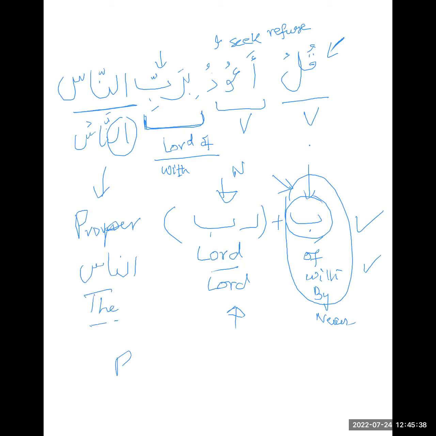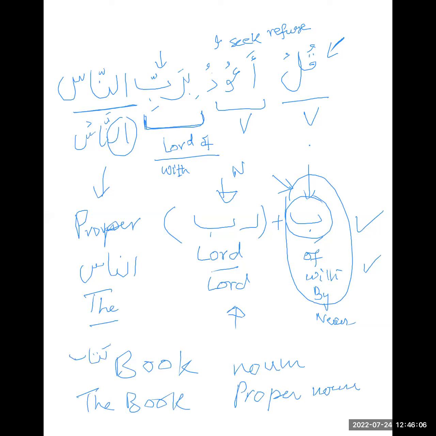Remember, if you say book, it's a noun. But if you say the book, you are talking about one particular book, and it becomes kind of a proper noun. So kitab, book, would be kitab, and when you put alif lam, it would be al-kitab. Make sense?